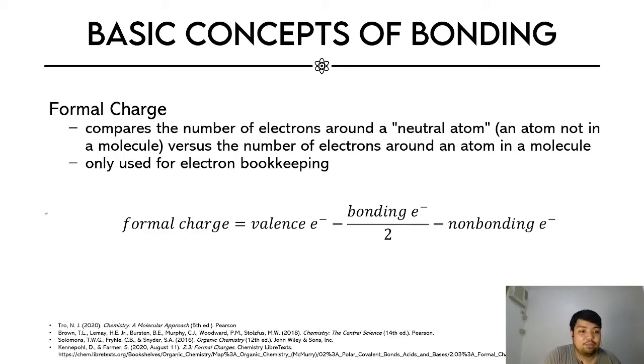So the formula for the formal charge is pretty simple. It's equal to the valence electrons minus the number of bonding electrons divided by 2, minus the number of non-bonding electrons. Before you calculate the formal charge of an atom in a molecule, you need to first draw the Lewis structure of that molecule in order to determine the formal charges of all of the atoms in that molecule.